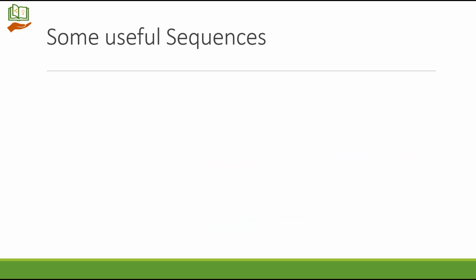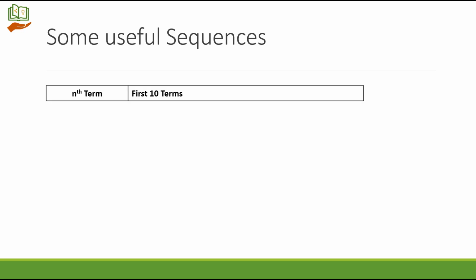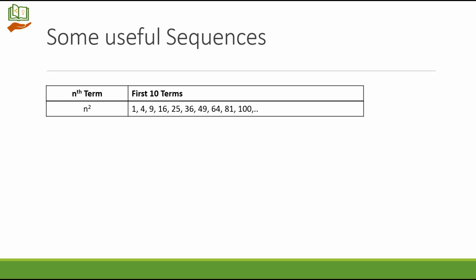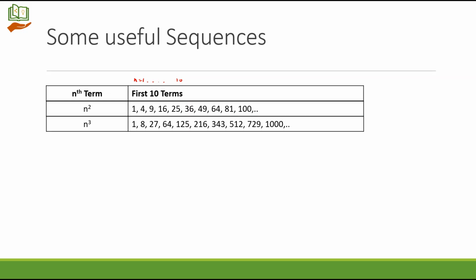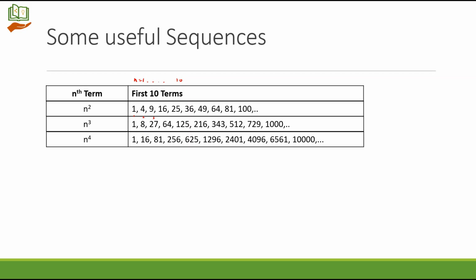So, some integer sequences are already computed and given. So, let's see some of those useful sequences. Let's take the nth term and the first 10 terms. When we have n square, what are the first 10 terms? Go for n is equal to 1 to 10. 1, 2 square is 4, 3 square is 9, 4 square is 16, till 10 square we are computing. When it is n cube, 1, 8, 27. So, this is for 1, 2, 3 and everything should be applied cube here. What about n power 4? 2 power 4 is 16, 3 power 4 is 81, 4 power 4 is 256, 5 power 4 is 625.